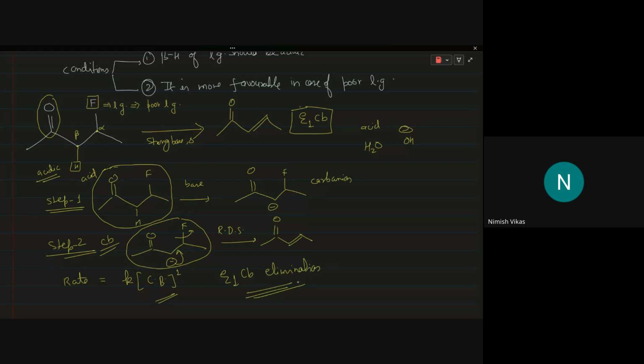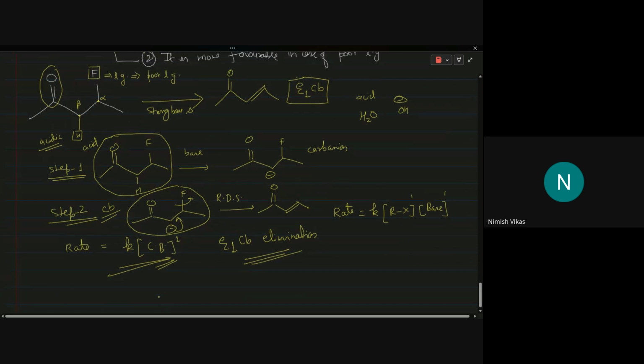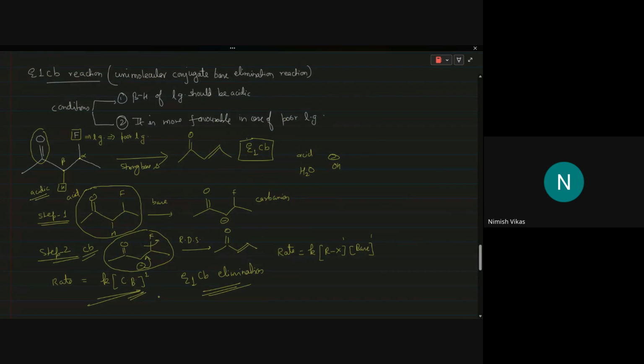But if you do the chemical kinetics over here, the rate of this particular reaction will be K times the concentration of the alkyl halide and the concentration of the base. So in terms of alkyl halide and base, this reaction is of order 2. But in terms of the conjugate base, this reaction is of order 1. So this is the concept of the E1CB elimination reaction.